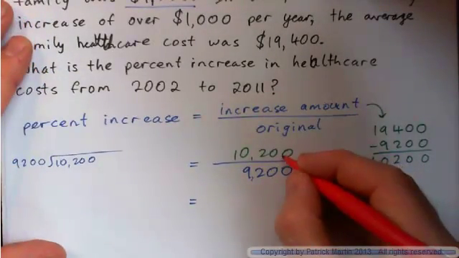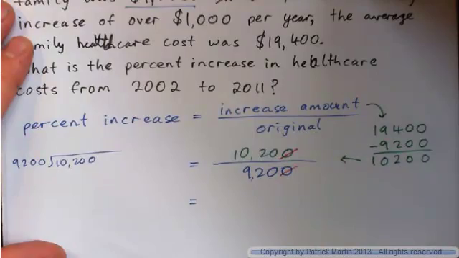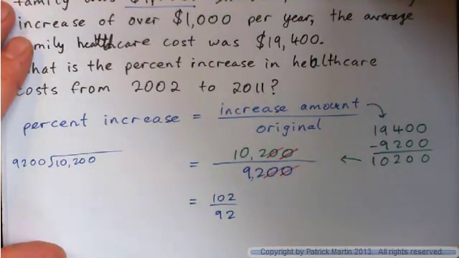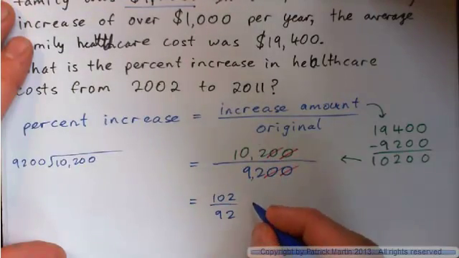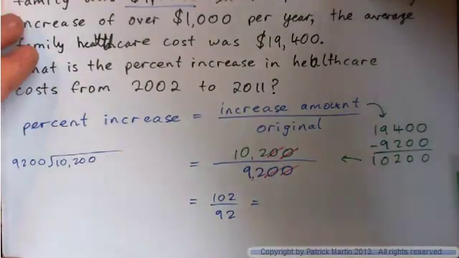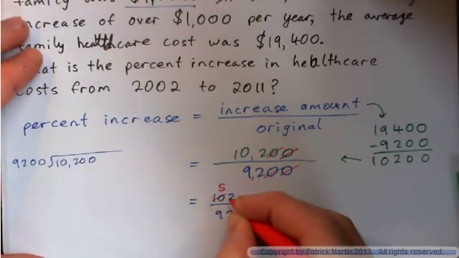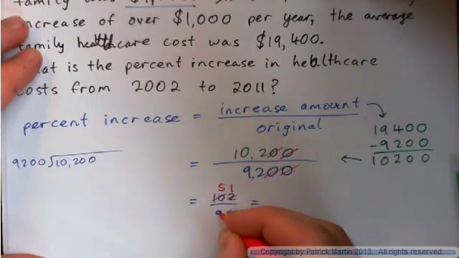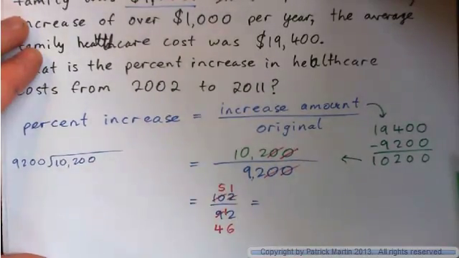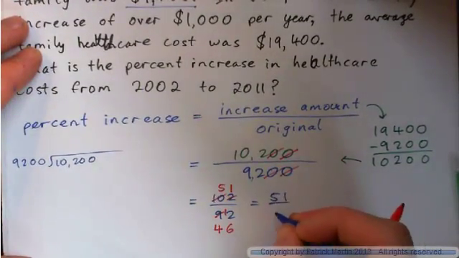Well, if I divide the top and bottom by 10, the zeros would go away. And if I divide by 10 again, the zeros would go away, right? So I can write that as 102 over 92. Now they're both even numbers, so can't we simplify that further? 2 into 10 goes 5 times. 2 into 2 goes 1 time. 2 into 9 goes 4 times, remainder 1. 2 into 12 goes 6 times. So we get 51 over 46.